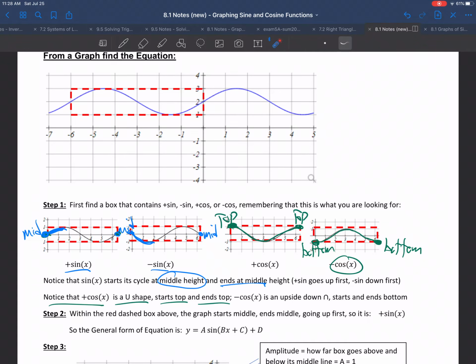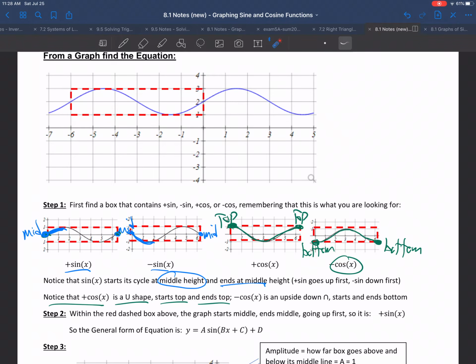Whereas sine starts in the middle and ends in the middle. Sine and cosine are the same thing. They're just shifted in different spots. So sine starts in the middle, ends in the middle. The only difference between positive sine and negative sine is positive sine goes up first and then down, whereas negative sine goes down first, then up. But they both start and end in the middle. That's what sine does, whereas cosine is a U up or a U down, not starting and ending in the middle, but starting or ending top or bottom, right?